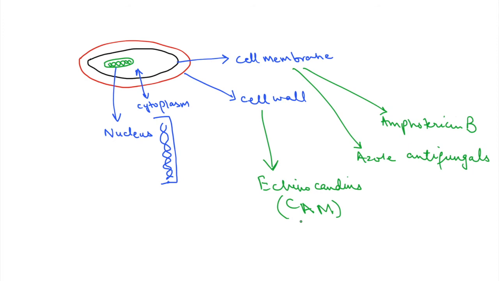The next class of drug is flucytosine. Flucytosine targets the nucleic acid and protein synthesis in the fungal cell. So flucytosine targets this side.